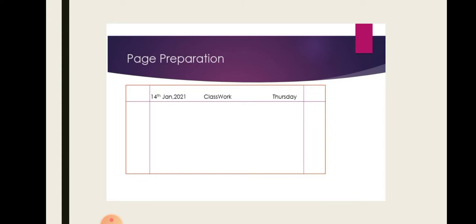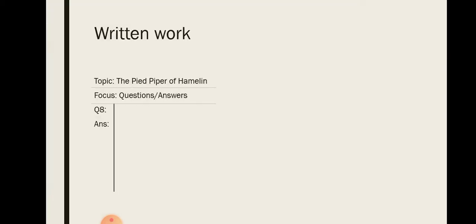So now time to prepare the page. Draw 2-finger gap margin line. Write down the date, 14 January 2021. Write down classwork in the middle and then write down the day. It's Thursday. Then the topic is the Pied Piper of Hamelin, and today we are going to do some written work. So write down the focus, question, answer and prepare the page for written work.